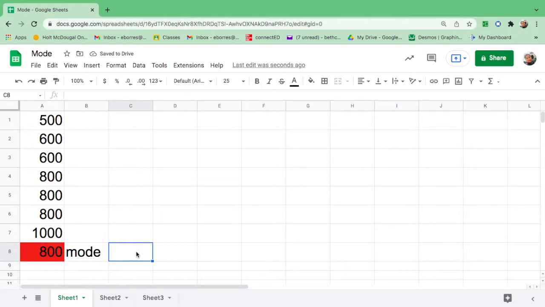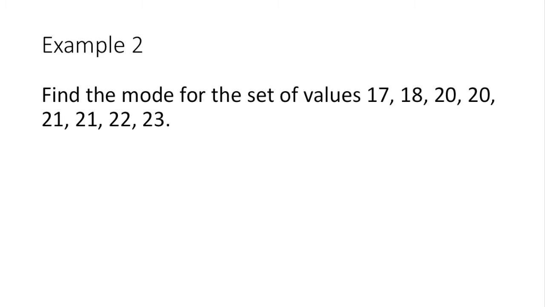So what do you call a distribution with one mode? We call that unimodal. Let's have the second example.